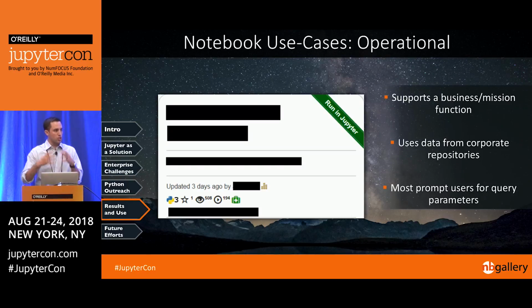And so we're heavy users of IPyWidgets to create user-friendly forms to query a notebook, because we'll have required query parameters that the user will need to enter in order to run that notebook.